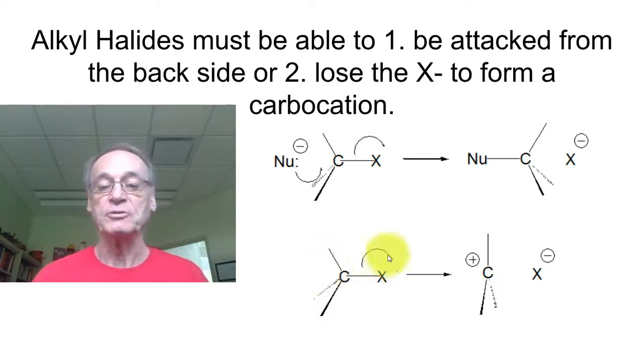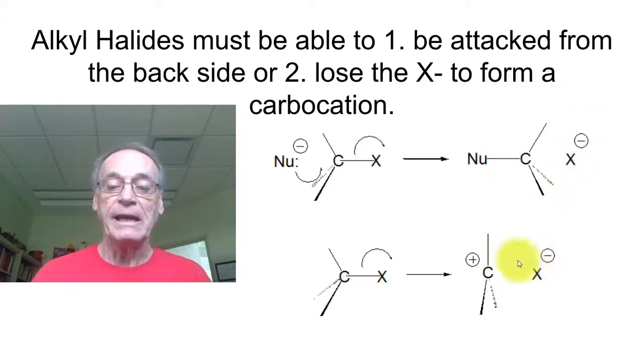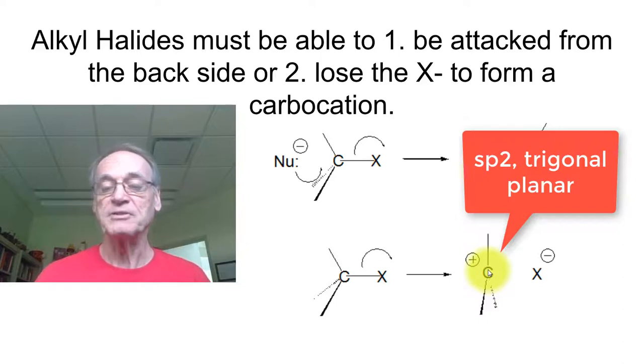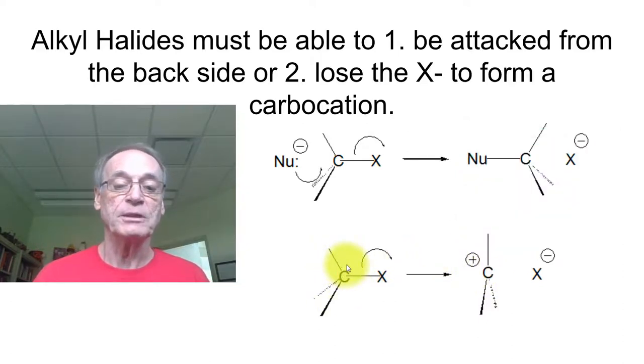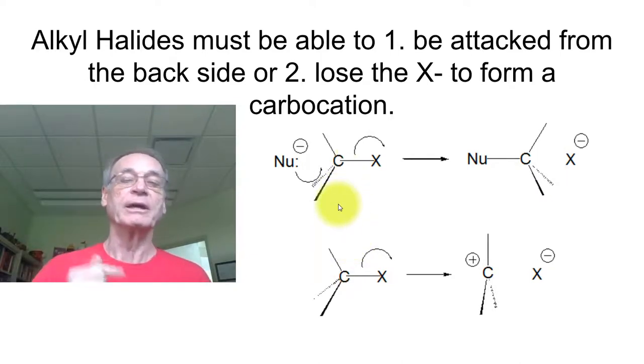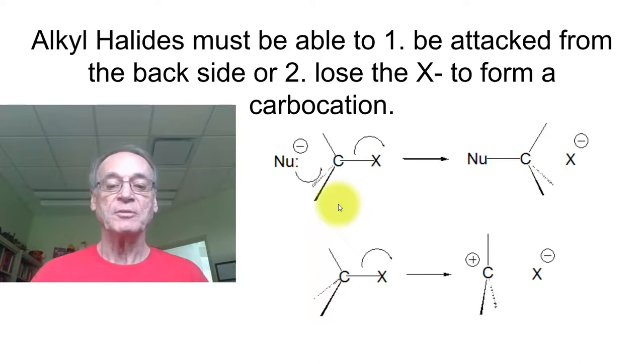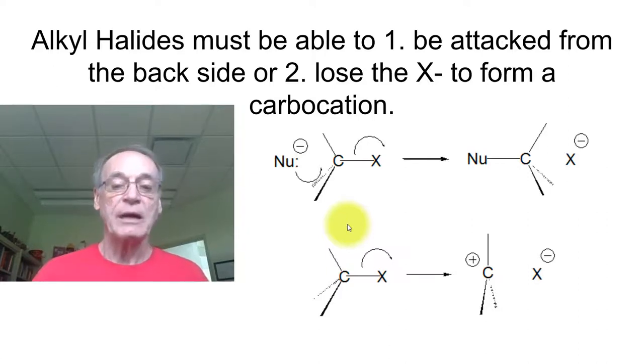In other words, this pair of electrons just goes off onto the halogen, forms an X minus, as it did here, and leaves that carbon with a positive charge, which then is sp2 hybridized and flat. But in order for that to happen, it had to have the 3 other single bonds there to begin with. So those are the 2 ways in which alkyl halides will react. Again, we'll learn that in the next chapter. But obviously then, to be an alkyl halide, you have to have those 3 other single bonds there to start with, which means you have to be sp3 hybridized.